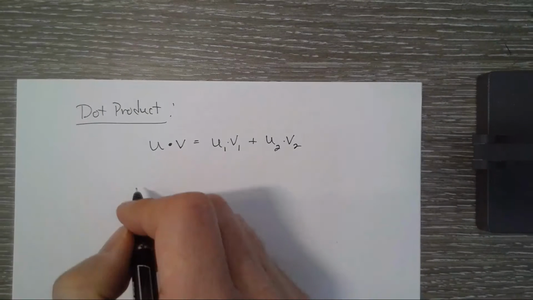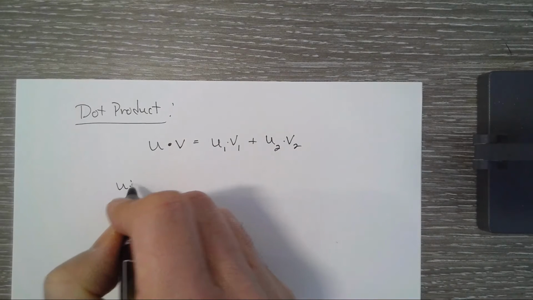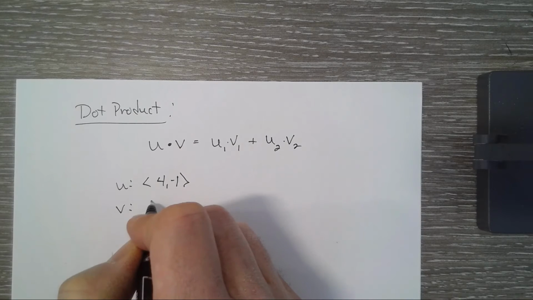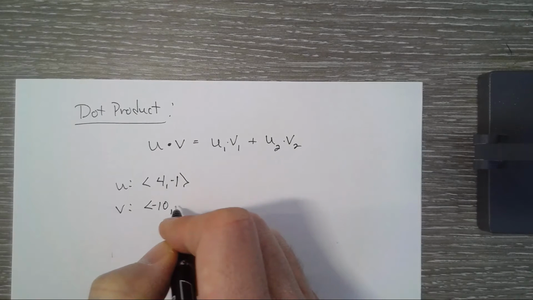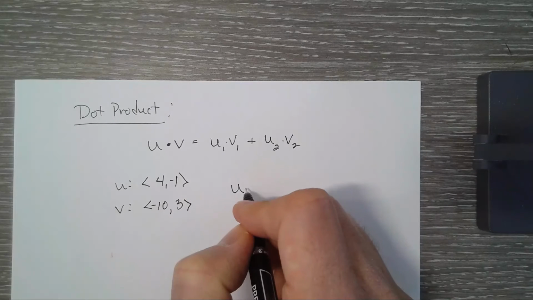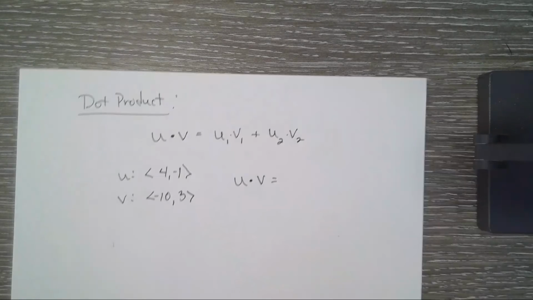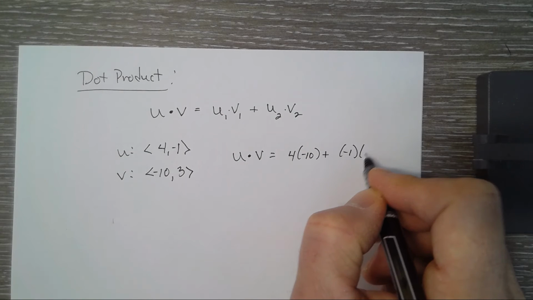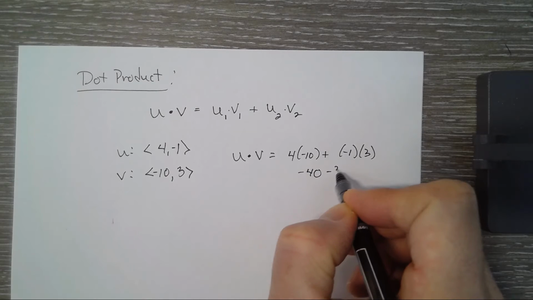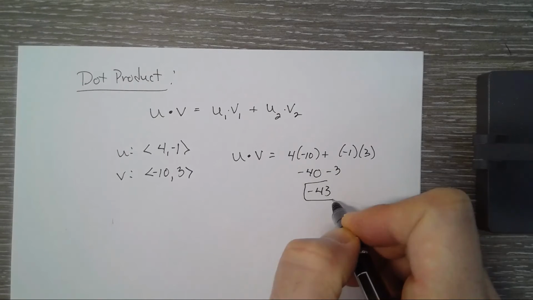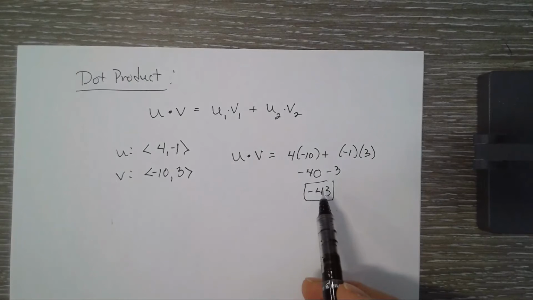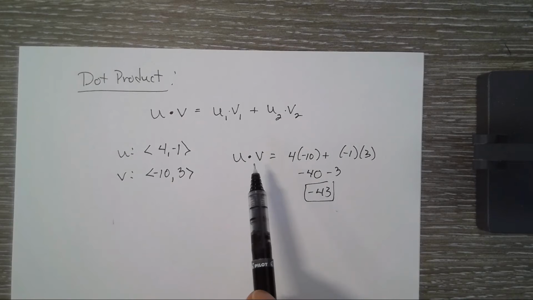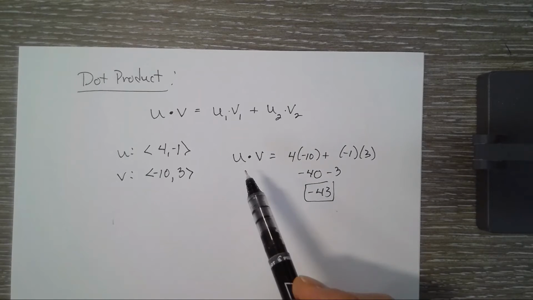So if I have, let's say, u is 4, negative 1, and v is 10, negative 10, 3, then u dot v is equal to 4 times negative 10 plus negative 1 times 3. So negative 40 minus 3, so negative 43. So the result is a scalar, it's just a number, and that is the dot product of u and v. U dot v, that's not times, it's dot.